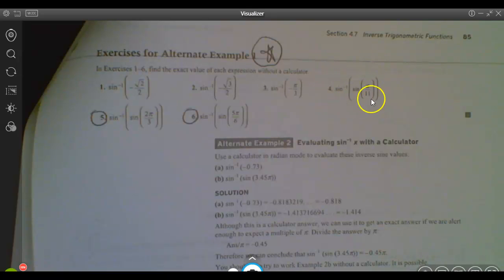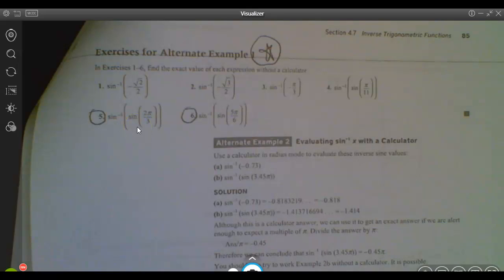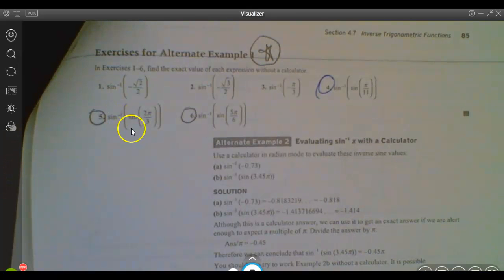Here I could have, right? On this one I could have, because pi over 11 is between negative pi over 2 and positive pi over 2. So when I see this, I can just simply answer with, oh, my answer is pi over 11, because it fits that shortcut. But these don't fit that shortcut. So I can't take the shortcut on either one of those. This is one we need to include in the future for sure.